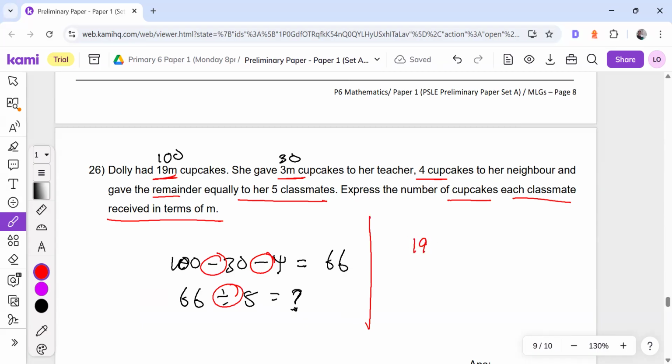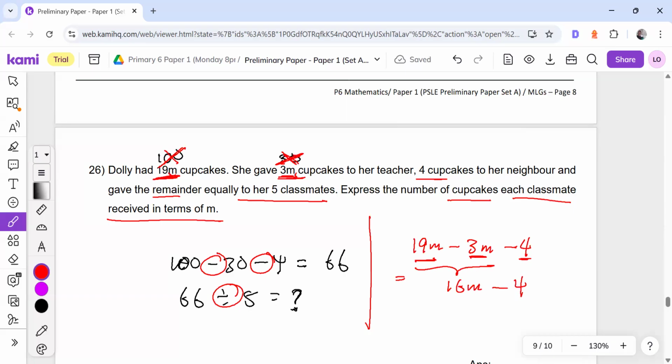Dolly had 19M minus 30, which is 3M, minus 4. So you change the 30, no more 30 already, it's 3M, right? So that's why you can see the 3M here, 19M, no more 100 also, no more 100 is 19M. So 19M minus 3M minus 4. Then can you simplify? What is 19M minus 3M? That will be 16M minus 4.